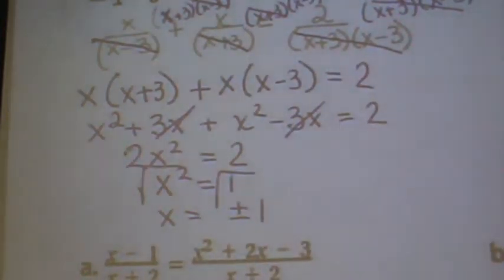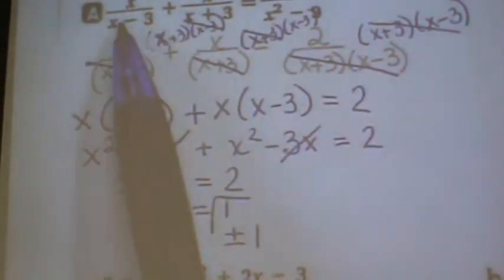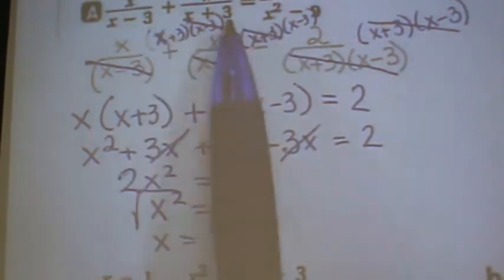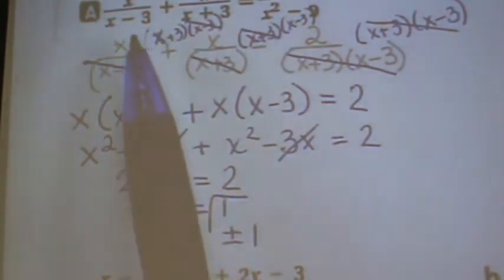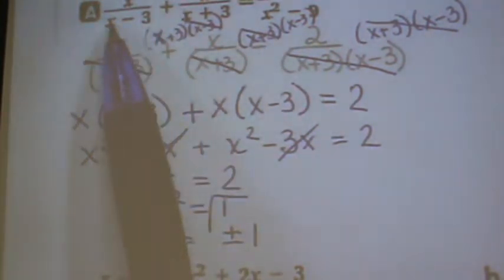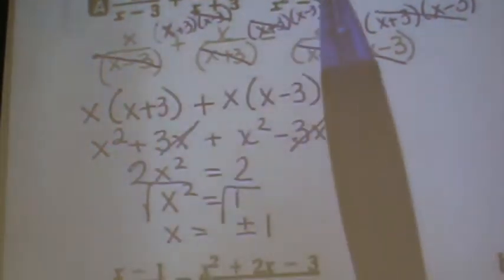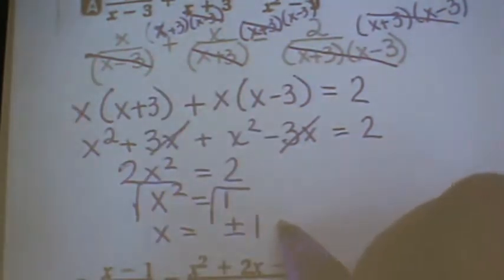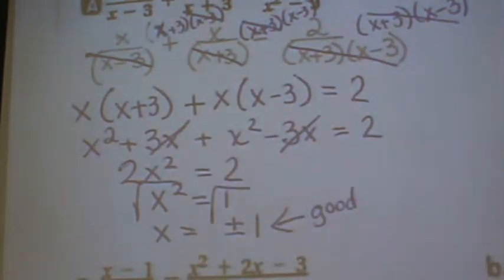Now what I want you to do at this point, when you solve it, is go back to the original problem and tell me the excluded values. What numbers don't you want x to be? Plus or minus 3. You don't want it to be a 3, because that'll give you a 0 here, and you don't want it to be a negative 3. Did we get a 3 or a negative 3? No. So we are good. These are 2 good answers.